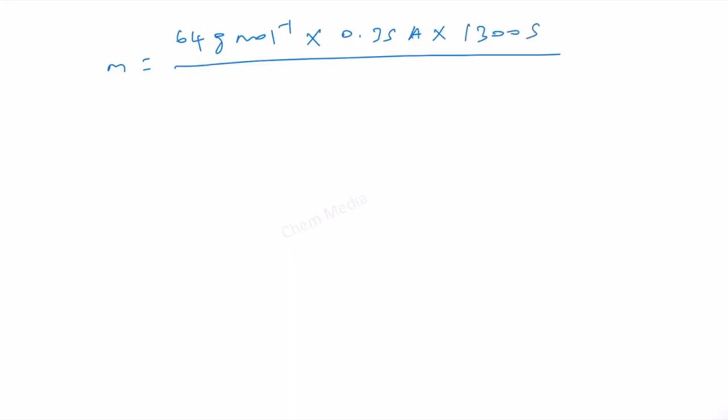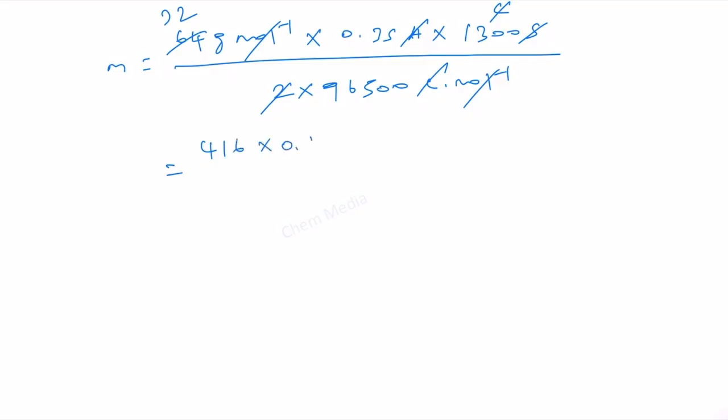Therefore, mass is equal to molar mass of copper, approximately 64 gram per mole, times current 0.35 ampere, and the time is 1300 seconds, divided by 2 times 96,500 coulomb per mole, which is the Faraday's constant. Ampere second is coulomb, therefore coulomb cancel, per mole also we can cancel. This we can put as 32. Therefore, 32 times 13, that would be 416, times 0.35 divided by 965.